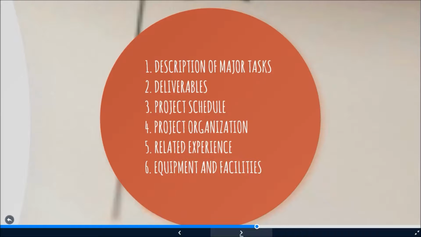Sixth is equipment and facilities. Some projects require the contractor to use or have access to unique equipment or materials such as a high-performance computer, software, or testing facilities. In these cases, the contractor may want to provide a list of the equipment and special facilities it has in order to convince the customer that it has the necessary resources.